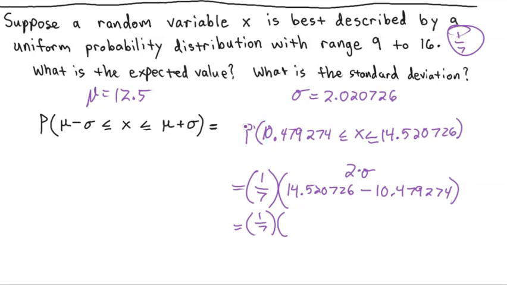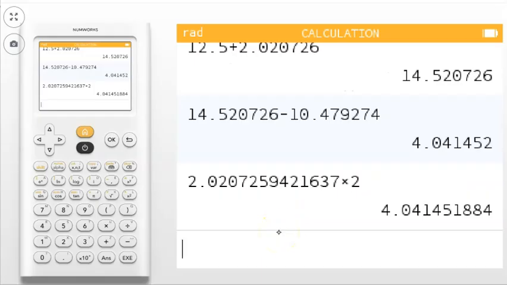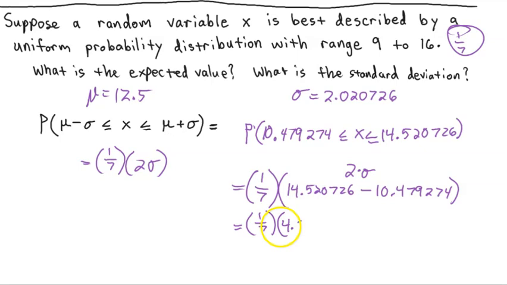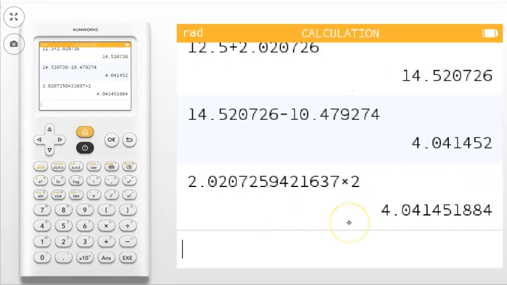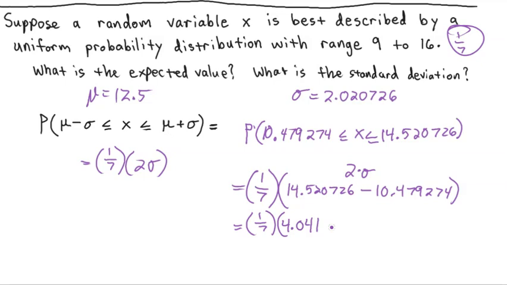So you can shortcut this when you're doing this. What you're really doing here is finding the probability of 2 times, or sorry, hang on. I did this wrong. What you're really just doing here is 1/7 times 2 times sigma. That's what it is, okay? And so we'll have here 4.041452, okay? And we'll do this in a calculator.